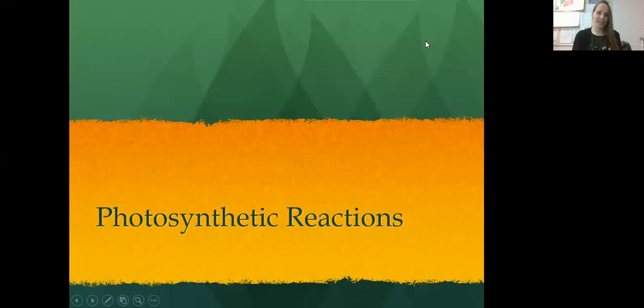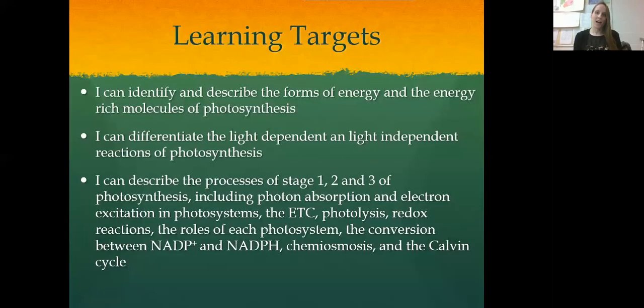So for these photosynthetic reactions, we're going to be going over the different forms of energy and energy-rich molecules that are produced during the process of photosynthesis. We're going to look at the difference between light-dependent and light-independent reactions. We're going to look at the different stages of photosynthesis, including photon absorption, electron excitation in those photosystems, the electron transport chain, photolysis, redox reactions, chemiosmosis, and the Calvin cycle.